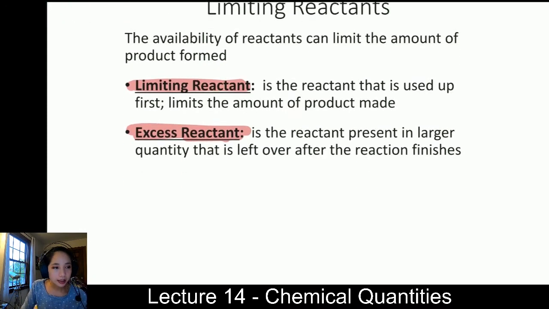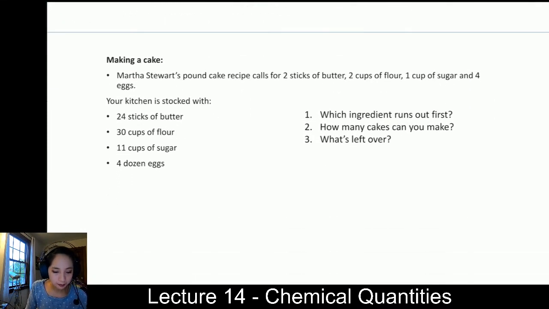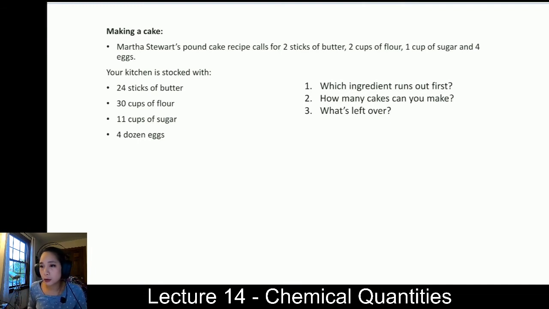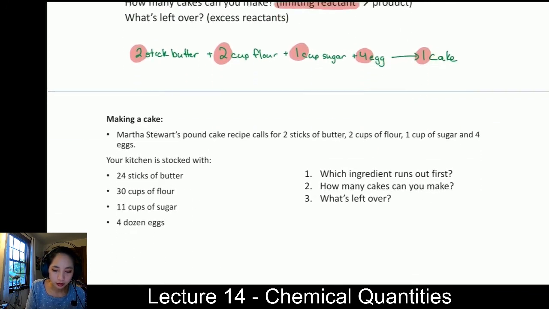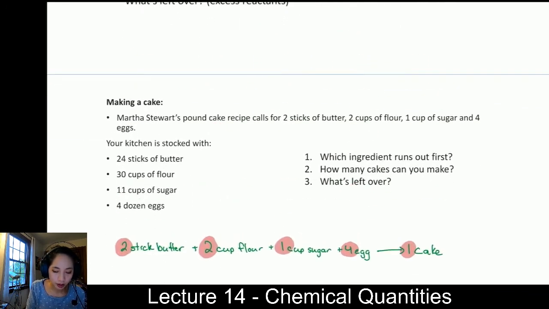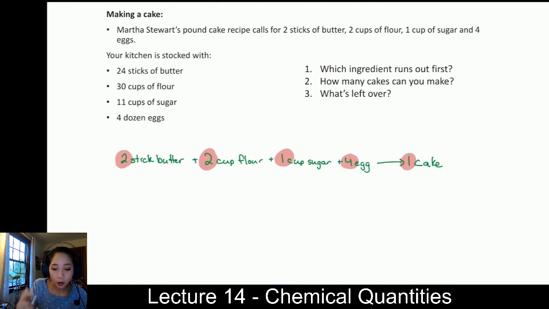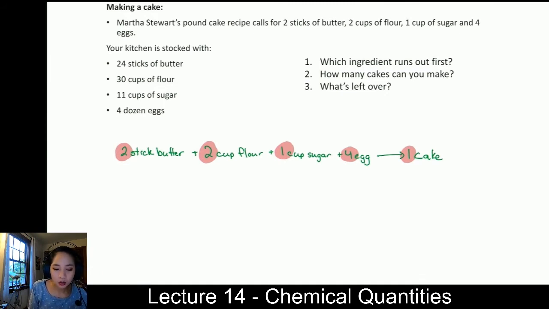So let's actually answer those questions. All right, so I gave myself some more room here. So our questions here are, so this is what you're stocked with. I'm going to copy my reaction down here. I'll just move it. Okay, so there's my reaction. So I have some questions. What ingredient runs out first? How many cakes can you make, and what's left over?